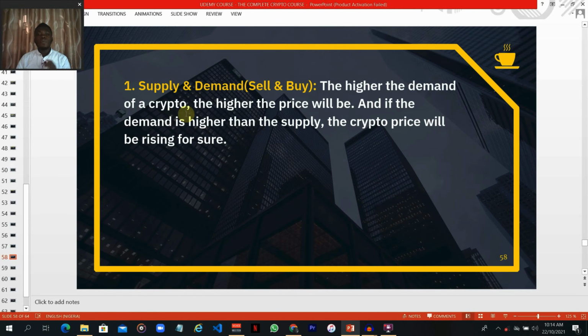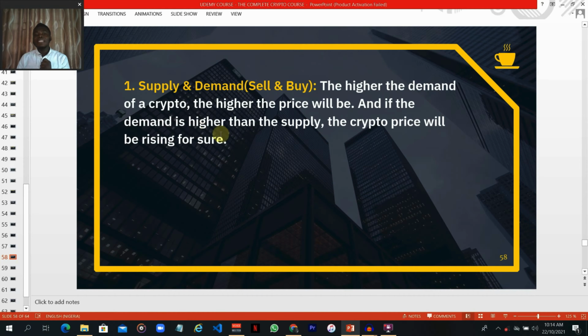Now, number one is supply and demand. That is the rate at which people are buying or selling the coin. Now, the higher the demand of a crypto, the higher the price will be. Demand means maybe the more people are buying it. So the higher the people are buying the coin or the crypto, the higher the price will be.